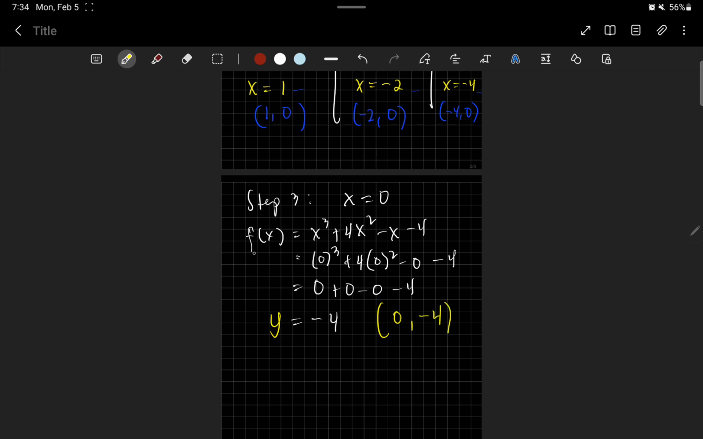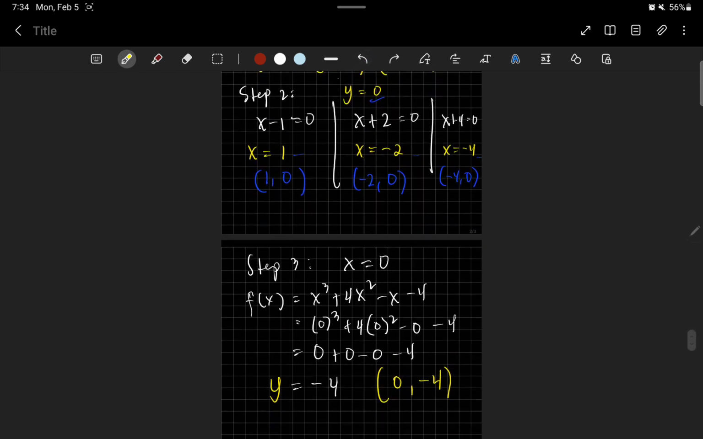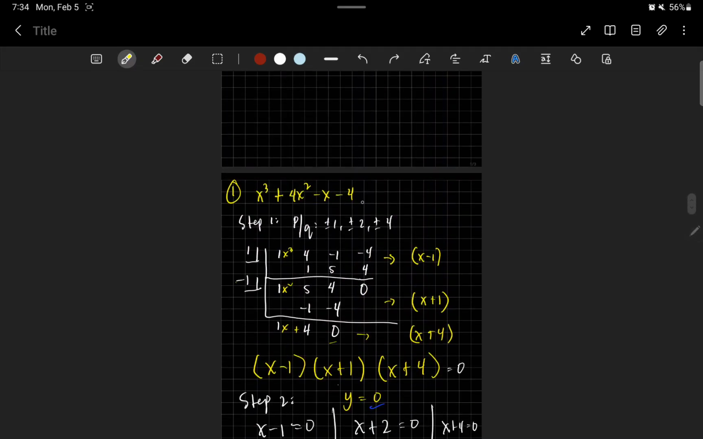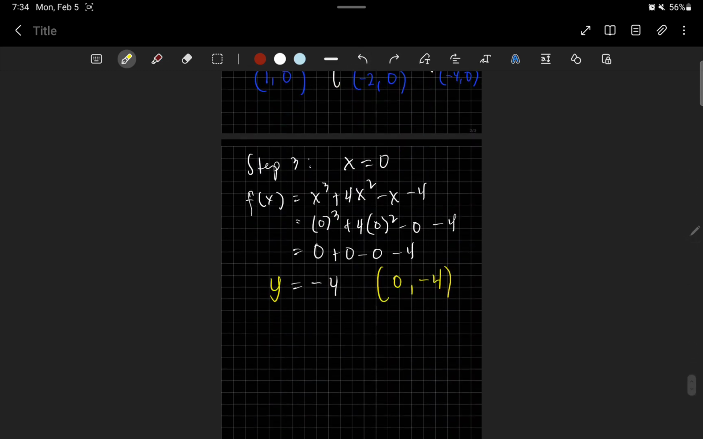So, so that you don't have to solve like this, you just have to identify the constant in your given polynomial function. What is the constant here? That is negative 4. So, automatically, that is your y-intercept. You just have to add x as 0. So, 0, negative 4. Got it? It's always like that. Whatever the constant is, that is the value of your y when x is equal to 0.